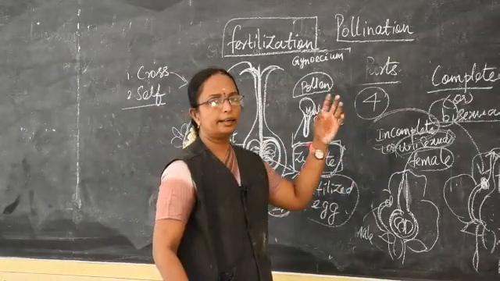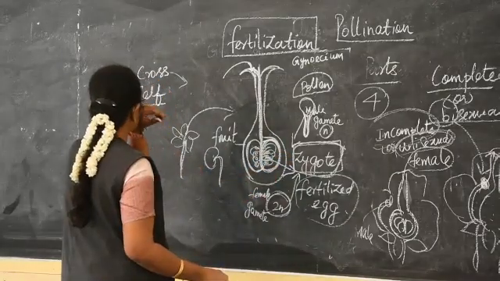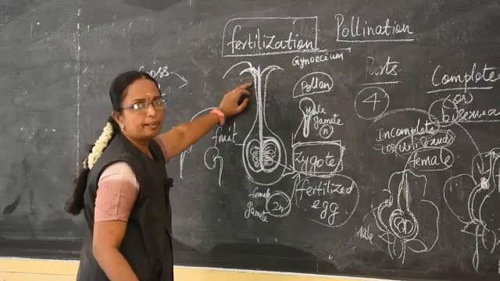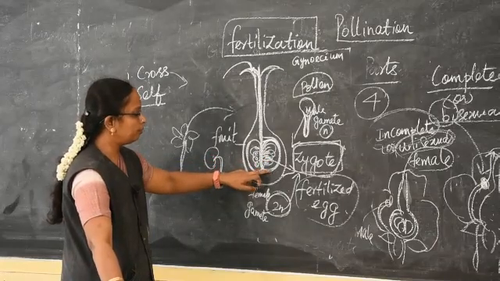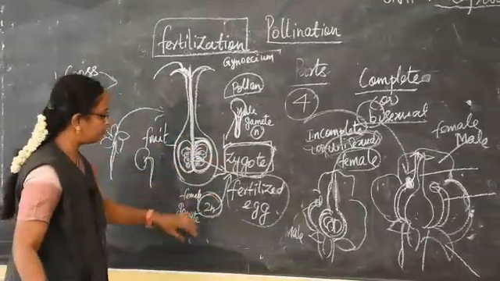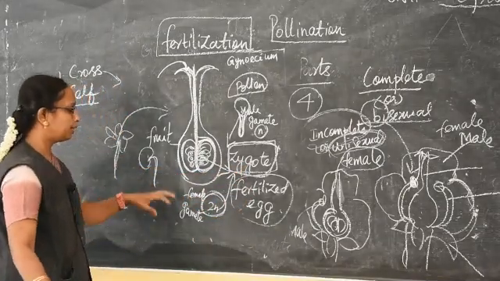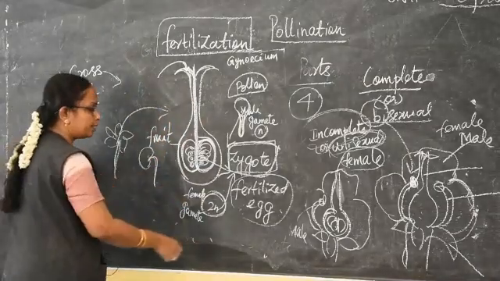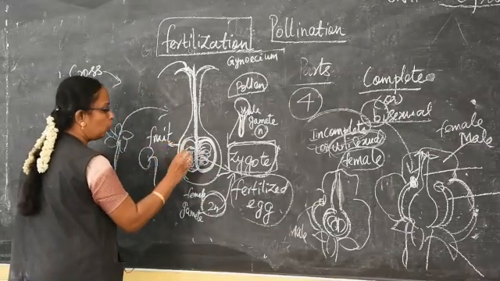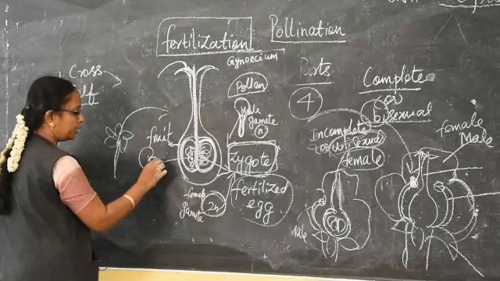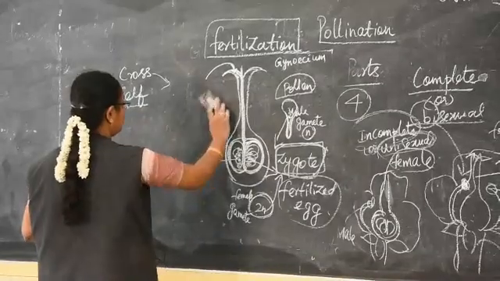What is pollination? The transfer of pollen grain from the anther to the stigma of the flower is known as pollination. After pollination, the pollen grains fall onto the surface of the stigma and then it reaches the ovary. What is happening there? The male gamete fuses with the female gamete and they form the fertilized egg known as the zygote. After this fertilization, what will happen? The ovary develops into fruit and the ovule develops into seed. From the seed, a new plant is formed. So this is the life cycle of the plant.